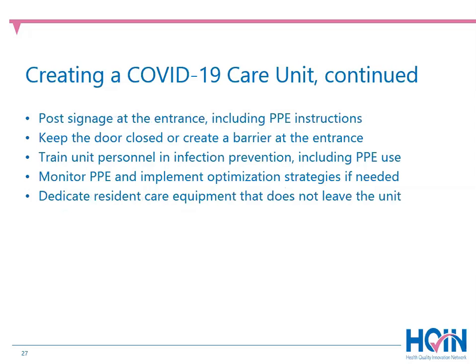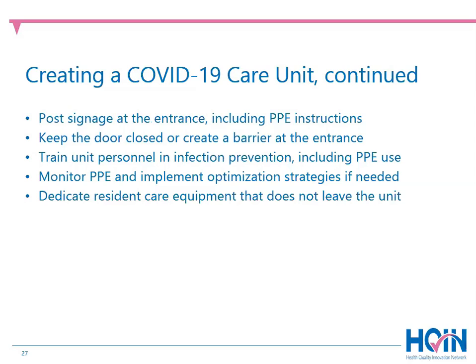There should be posted signage at the entrance of the COVID care unit instructing all who enter the unit to wear eye protection and an N95 or higher level respirator at all times while on the unit. Following the CDC's PPE optimization strategy, a face mask can be used when respirators are unavailable. Cloth face coverings are not considered PPE and should not be worn when PPE is indicated for staff. Gowns and gloves should be added when entering resident rooms to perform resident care.